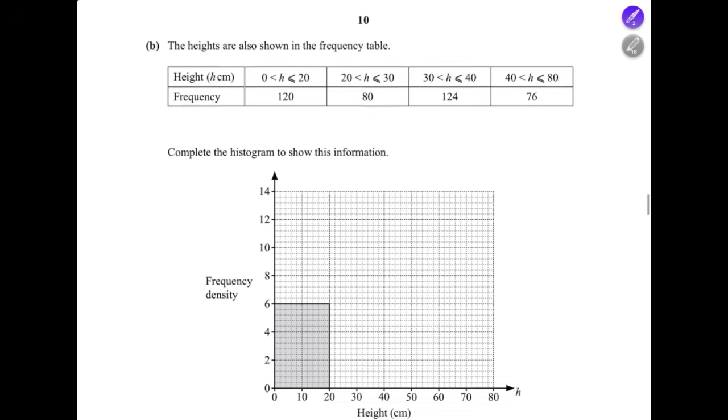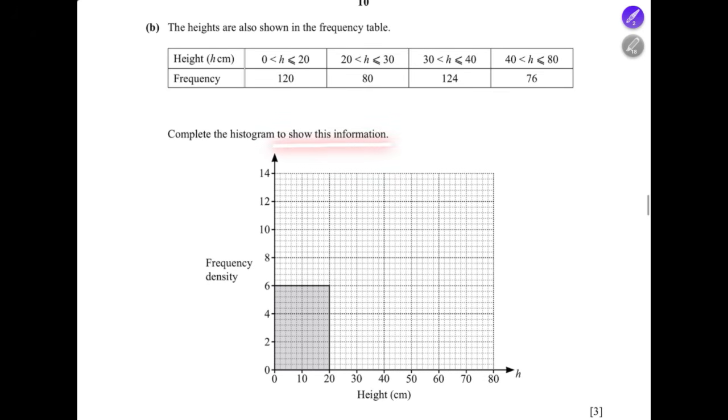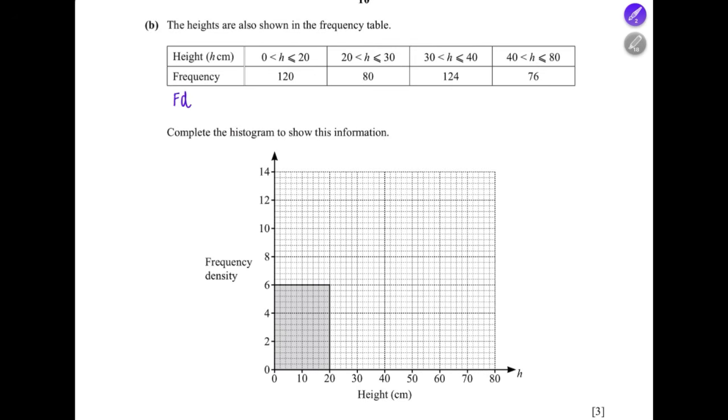Okay, moving on. The heights are also shown in this frequency table. Complete the histogram to show this information. Now you need to find the frequency density. Frequency density is frequency divided by the difference between two numbers of the range. So it's going to be 120 divided by 20 minus 0. This is going to be 6. And then you have 80 divided by 30 minus 20. 80 divided by 10 is going to be 8. And then 124 divided by 10. This is going to be 12.4. And then 76 divided by 40.